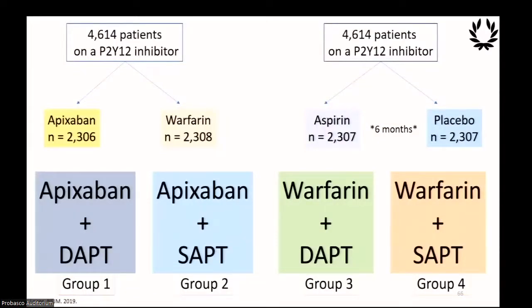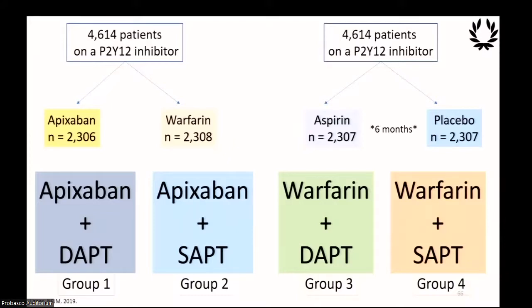So this is a 2x2 factorial design, and it's efficient in that it permits the separate evaluation of 2 or more interventions within one single trial. And that is the way these patients were randomized in a 2x2 factorial design. First, patients were randomized to either of the 2 anticoagulants, apixaban or warfarin. AFib dosing was used in the apixaban patients, so no strange dosing for this trial.